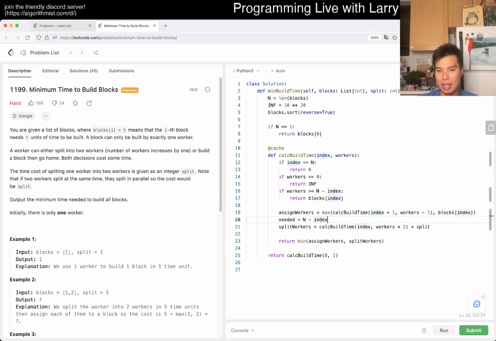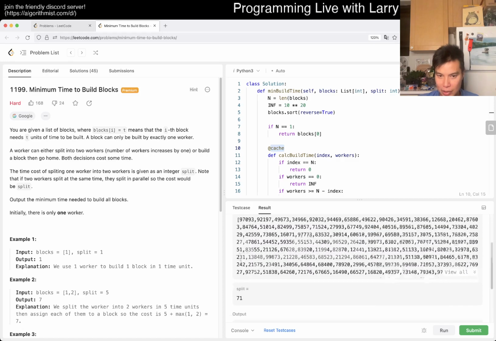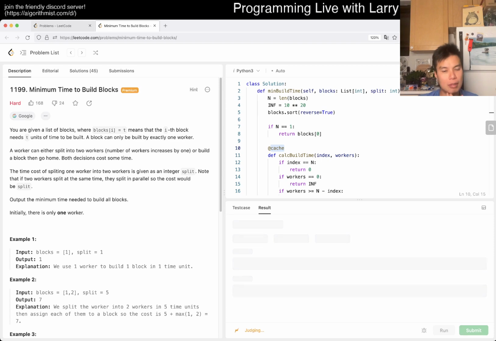But yeah, needed is equal to n minus index. So now we can do a min of this needed. So this will always at worst collapse to a function of index, which kind of performs this in the caching part. Okay, so what's the timing here? 182. So that looks okay. Let's give it a quick submit.